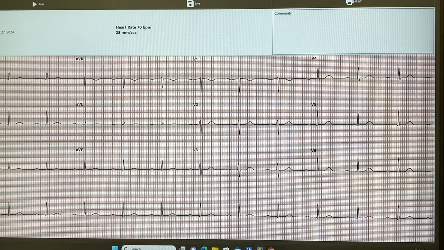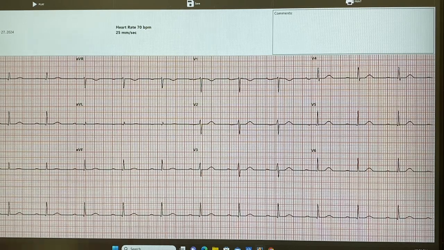Are they consistently prolonged? So let's back up. They're prolonged, so therefore we already know we have a category. This is an AV block, right? Now we need to find out which kind of AV block, which degree. So now you look at your criteria.